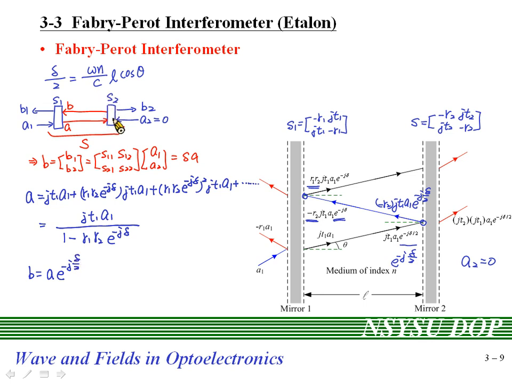Reflected by mirror 2, you will have the original one times minus R2. And along this path, you will gain another phase difference minus j half delta. So clearly, B can be expressed as A times minus R2 times exponential minus j delta. Okay?